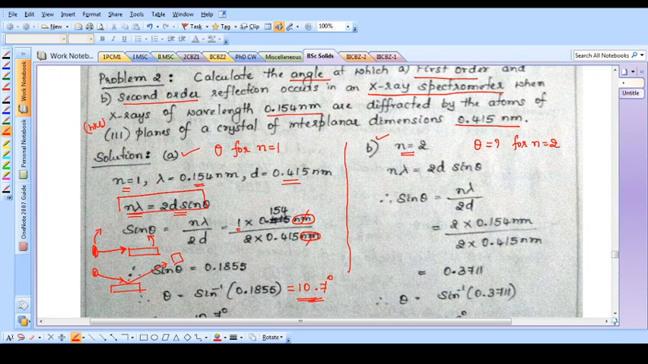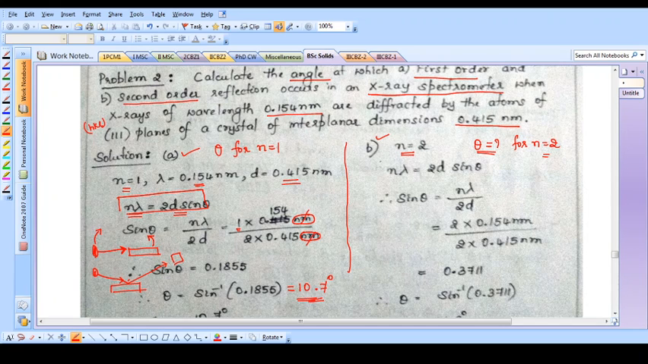The minimum most angle at which diffraction pattern is observed corresponds to the first order reflection. The next highest angle corresponding to maximum reflection will be called second order reflection. The next angle is called third order reflection, and so on. So the second part of the question is, after 10.7 degree, at what angle another diffraction spot will be observed? That is, to find out the value of theta for second order reflection.